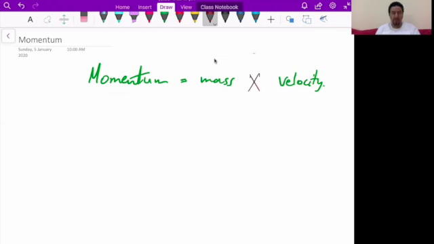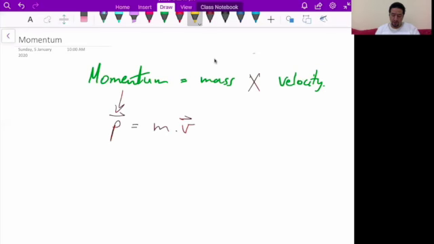Momentum is a vector physical quantity. Vector physical quantity means it has magnitude and direction. In order to be fully defined, we need to know magnitude and direction. In a symbolic equation, the symbol for momentum is P, the symbol of mass is M, and the symbol of velocity is V. Momentum, as we said, is a vector physical quantity. It depends on the velocity direction, since it is the product of mass and velocity.